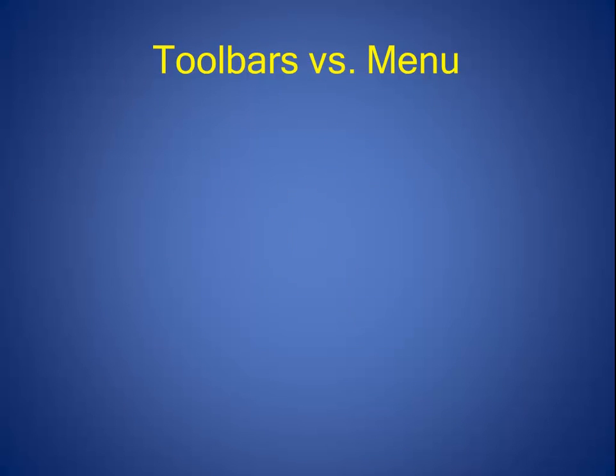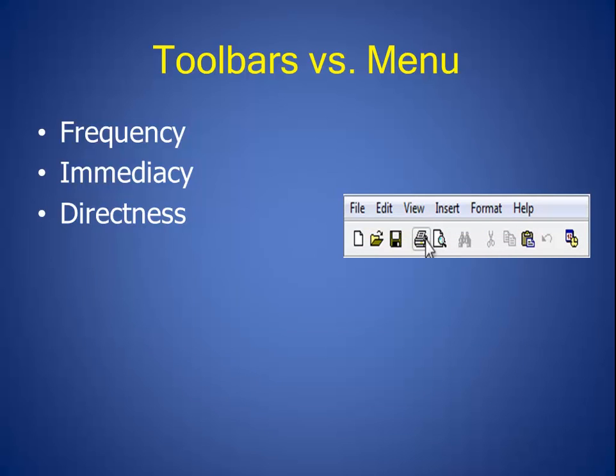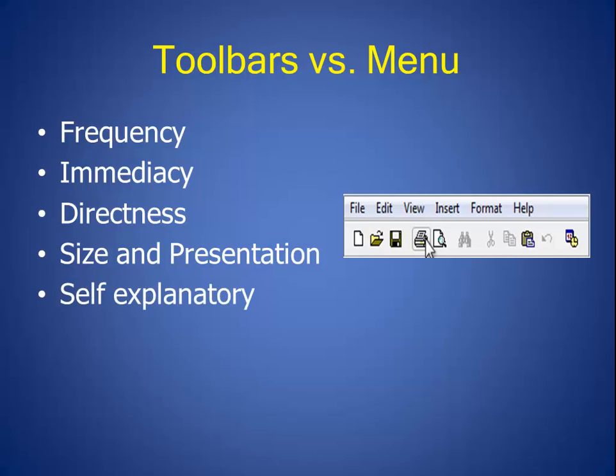The main differences between toolbars and menus are illustrated as follows. Firstly, frequency. Toolbars present only the most frequently used commands, whereas menu bars have all the commands in them. Immediacy. Clicking a toolbar might fetch results immediately, whereas menu commands might require additional steps. Directness. Toolbar commands are invoked with a single click, whereas menu bar commands require navigating through the menu. Size and presentation. Toolbars use icon-based commands, while menu bars use text-based commands.